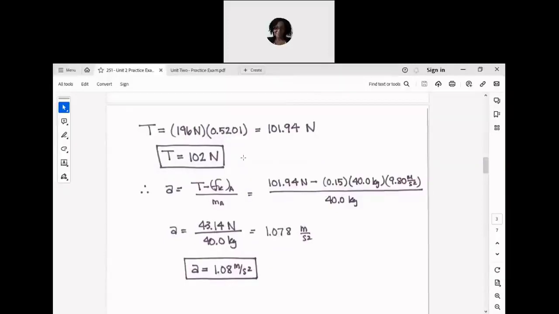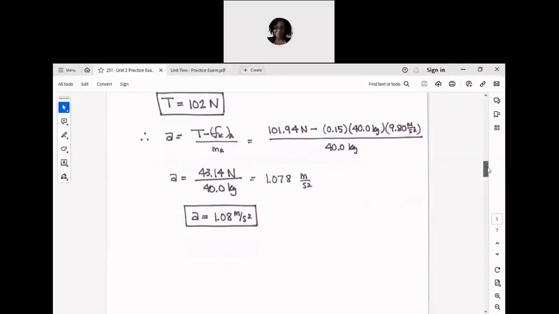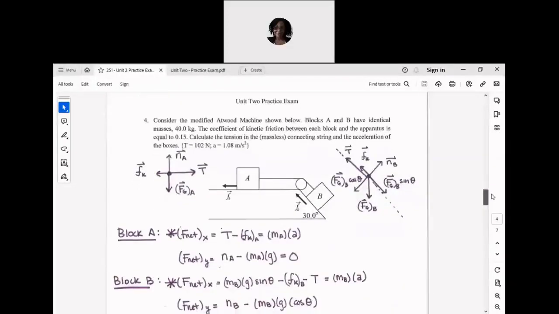And just like the static equilibrium example, I can go back to either one of the expressions that relate the tension to the acceleration. This is the one for block A that's just a little bit simpler than the one for block B. We can plug in our calculated tension, plug in the kinetic friction acting on block A, and we end up with 1.08 meters per second squared. This is the magnitude of the acceleration of each one of these blocks.